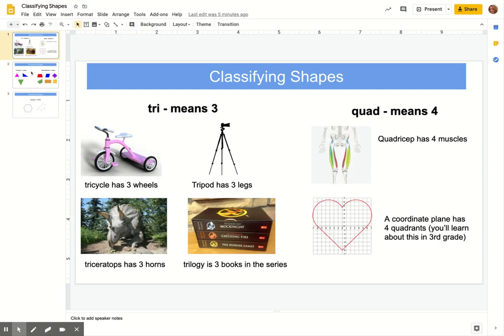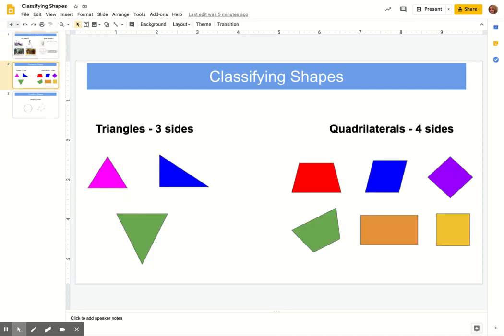Okay, now let's look at our shapes. So if we're classifying our shapes, we know that tri means 3. Triangles have 3 sides. So these are examples of some triangles that have 3 sides. You can see this triangle is the same as this triangle, but it's upside down, and it's a little bit bigger. These both still have 3 sides. This triangle looks a little different. It's got straight sides here, and then it's kind of angled this way. It still has 3 sides, which means it's a triangle. So all 3 of these are triangles.